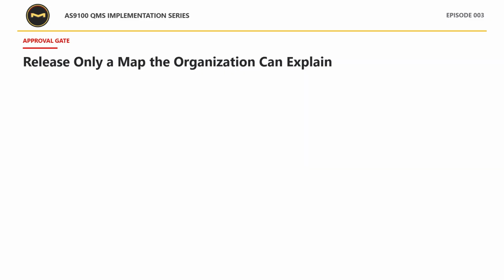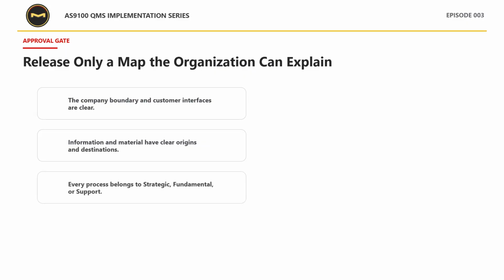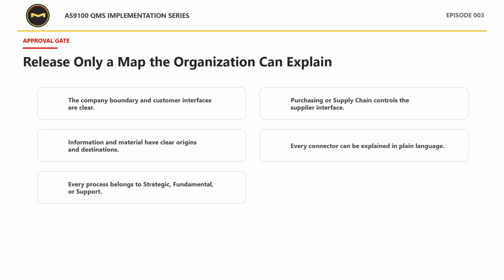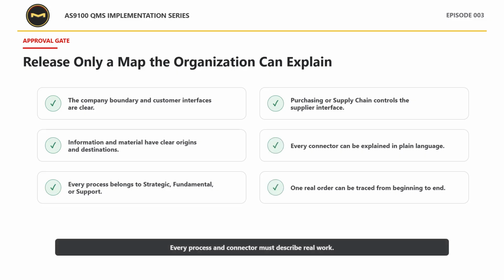Before release, verify 6 points. First, the boundary and customer interfaces are clear. Second, every flow has a defined origin and destination. Third, every process is classified as strategic, fundamental, or support. Fourth, purchasing or supply chain owns the supplier interface. Fifth, every connector can be explained plainly. Sixth, one real order can be traced from start to finish.